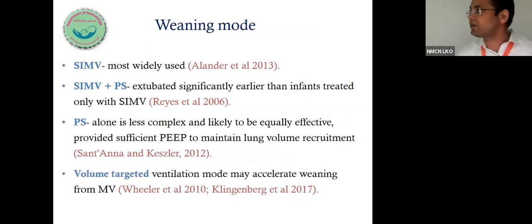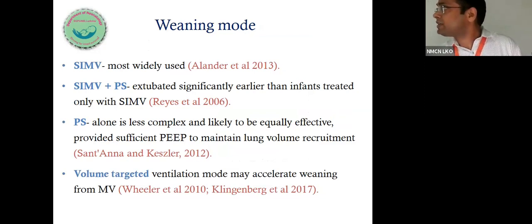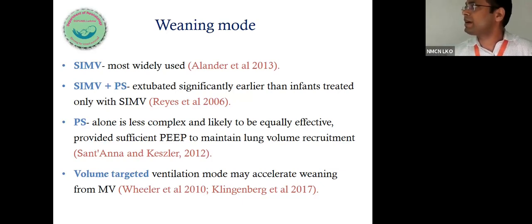So which mode should be preferred? As we have talked, not all the modes have much advantage over each other, but volume target ventilation definitely may help in accelerating the weaning. Then there are other modes such as pressure support, SIMV plus pressure support, and then SIMV alone. These modes have only side benefits one over the other. SIMV with pressure support might have some benefit over SIMV.